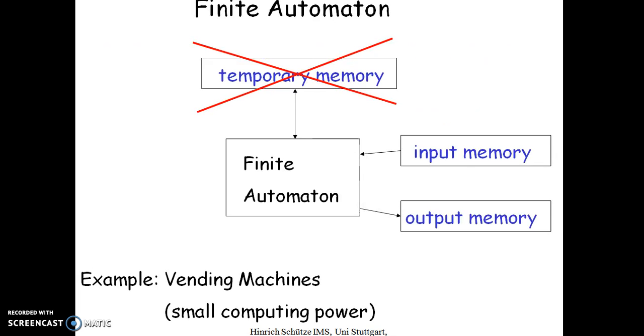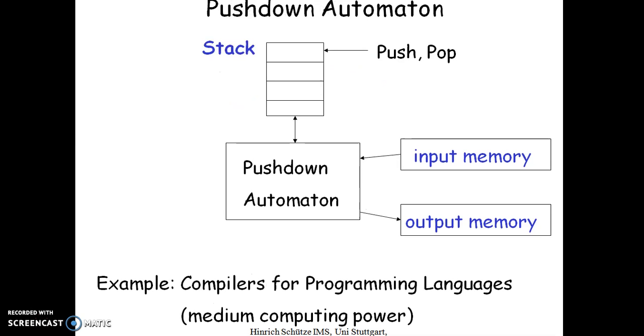We can see the examples for that. If there is no temporary memory, one example is a vending machine. Small computation power is needed. For this, we can do a lot with finite automata, like dictionary creation. All those things come under the finite automata category, where memory is not needed.